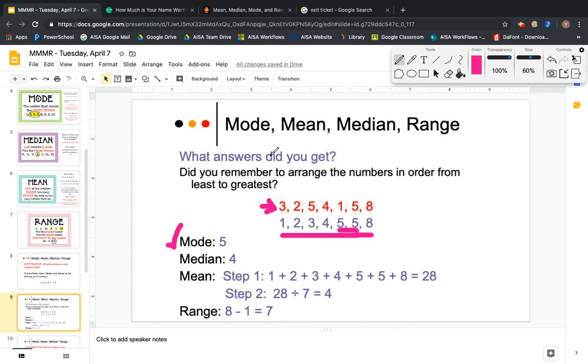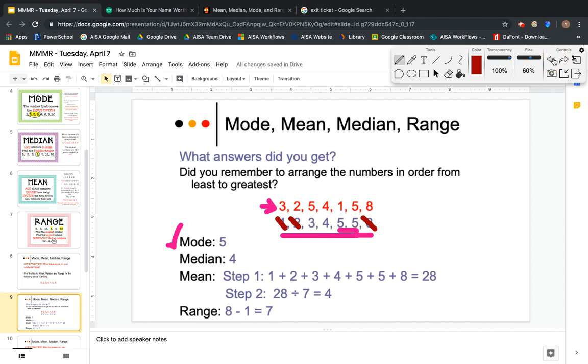Now I'm going to look for my median. If you did not put your numbers in order from least to greatest, you can easily make a mistake because the number would not be the same. So I eliminate from left to right, and number 4 is exactly in the middle. So number 4 is my median.